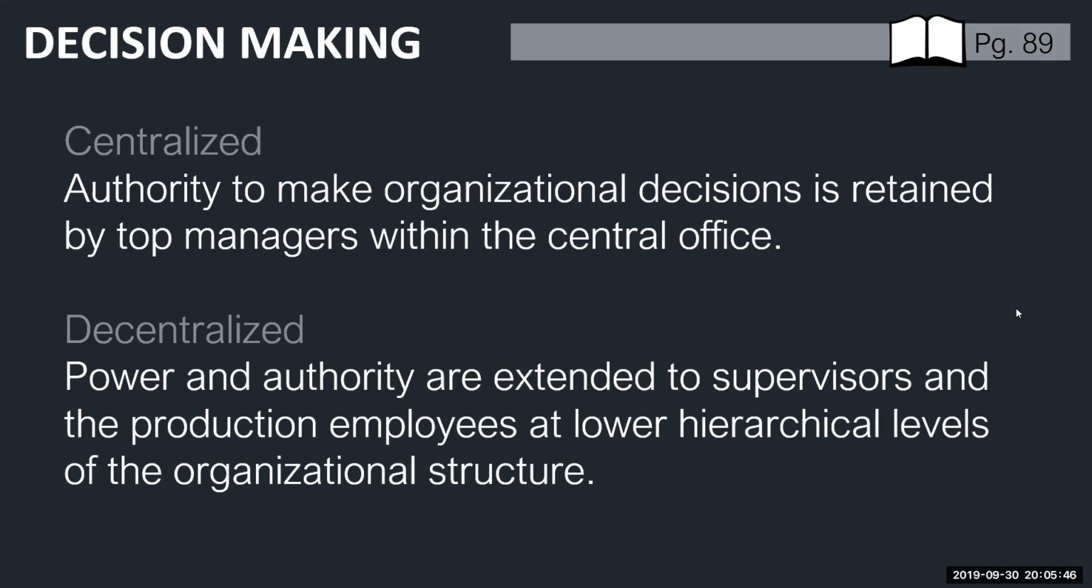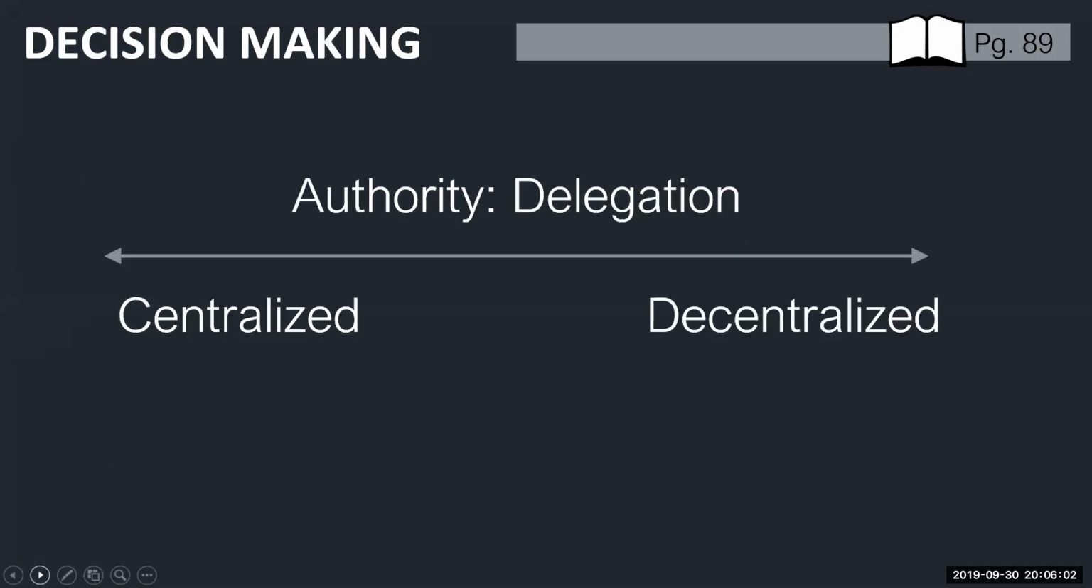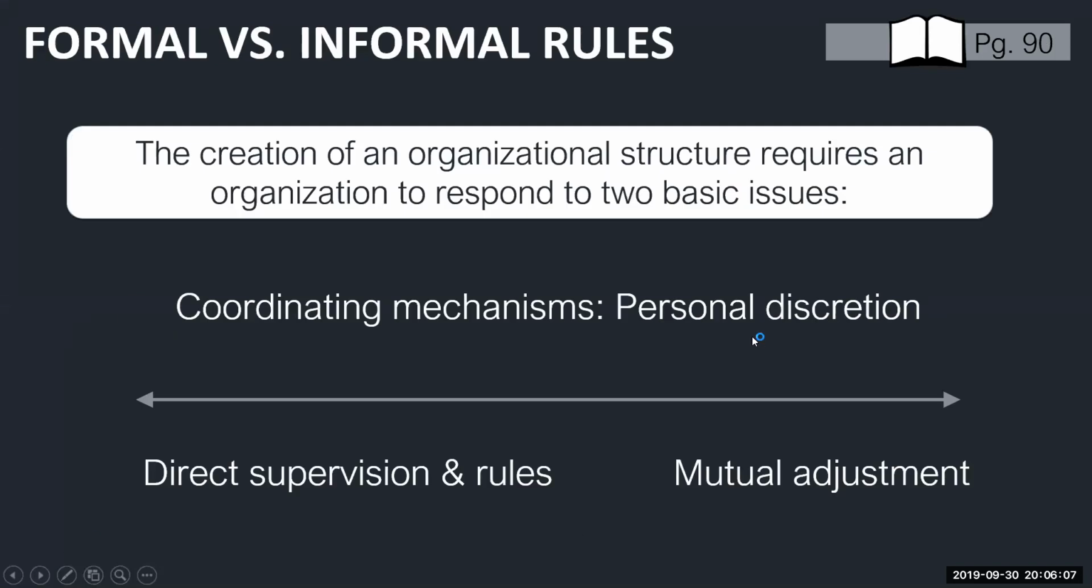So I think we talked about functional versus product departmentalization, and then centralized versus decentralized. And then our next one, page 90, is formal versus informal, when we talk about coordinating mechanisms and the subject of personal discretion. When we look at the continuum, on the far left side here we're seeing direct supervision and rules, where on the right-hand side we're seeing more about mutual adjustment, meaning that the employees have the ability to make adjustments on their own without necessarily having to go back and ask questions or ask permission before they make those decisions. So that's where the discretion comes in.